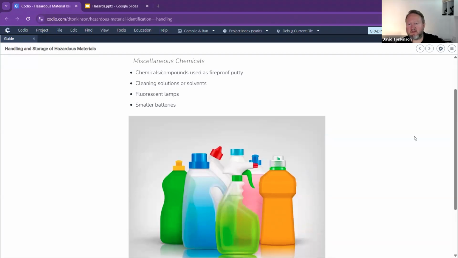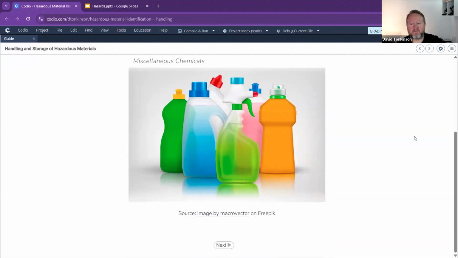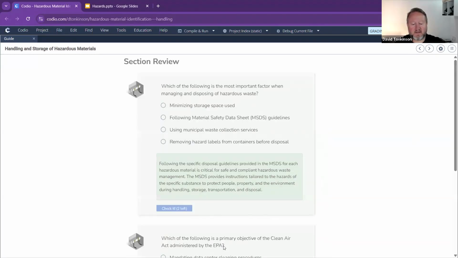Any questions about the miscellaneous chemicals? And anything around essentially the handling of the waste management?